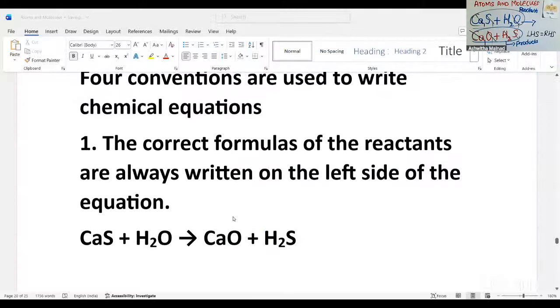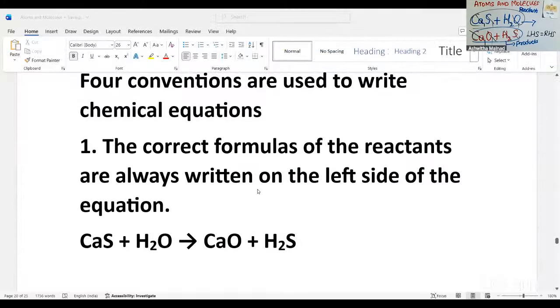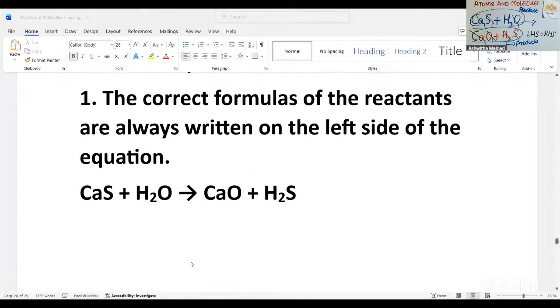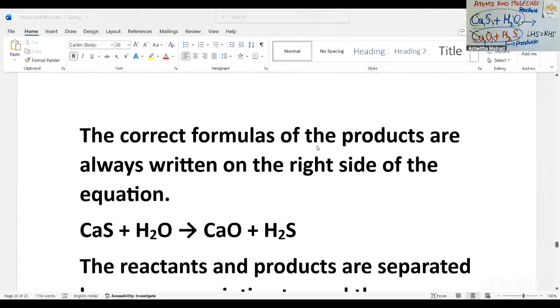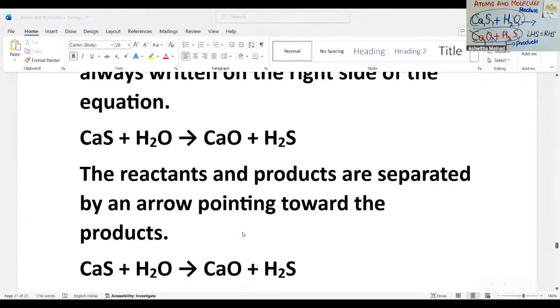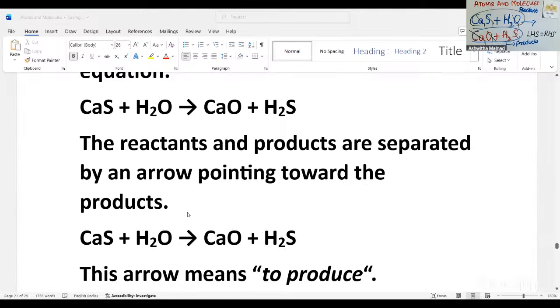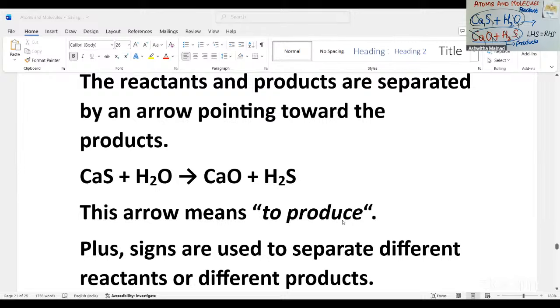First one, the correct formula of the reactants are always written on the left side of the equation. Okay. Second, the correct formula of the products are always written on the right side of the equation. So reactants are on the left side and products are on the right side. Next, the reactants and products are separated by an arrow pointing towards the product. It should always be an arrow. You can't put an equal sign or two dots and a semicolon. It should always be an arrow.